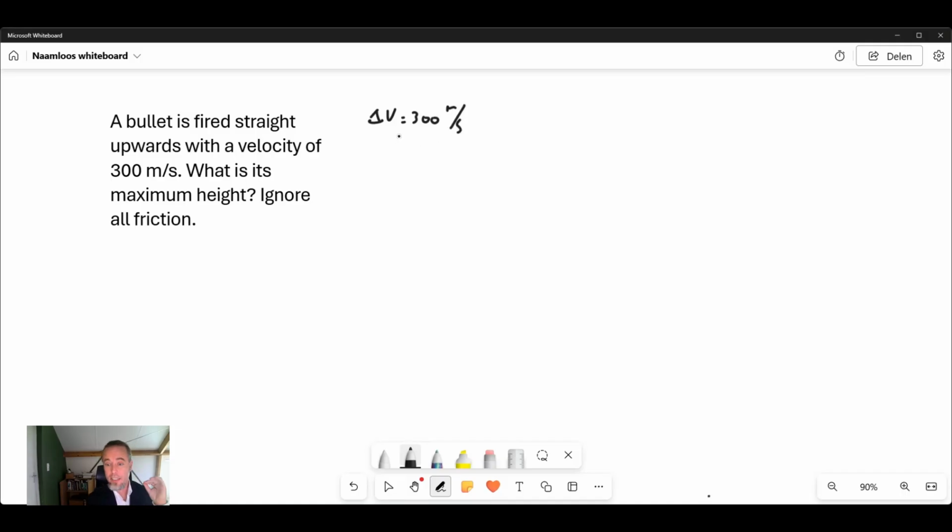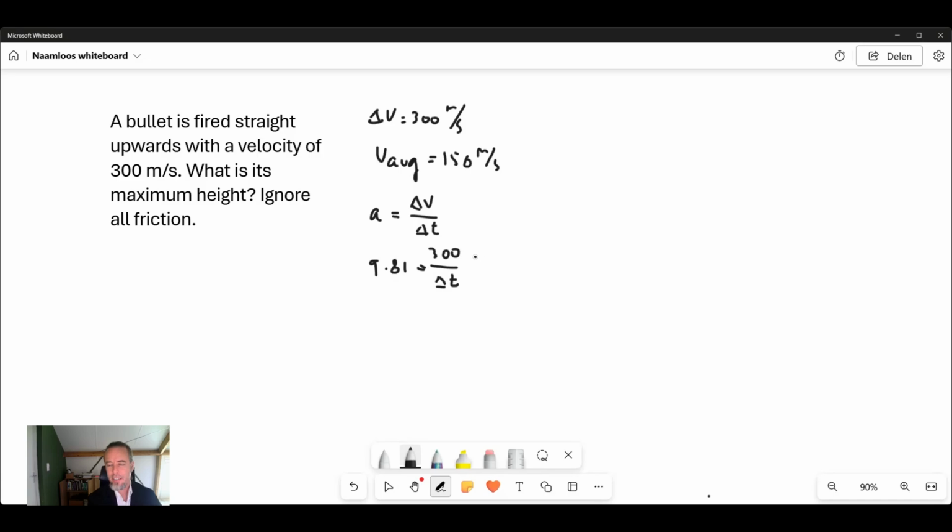Also, if it starts at 300 and ends at 0, that would mean that the average velocity, or v avg, equals 150 meters per second. First, we're going to use the formula a equals delta v over delta t. Because we know the acceleration, which is the acceleration due to the gravitational force, 9.81 meters per second squared, equals delta v, 300, over delta t.